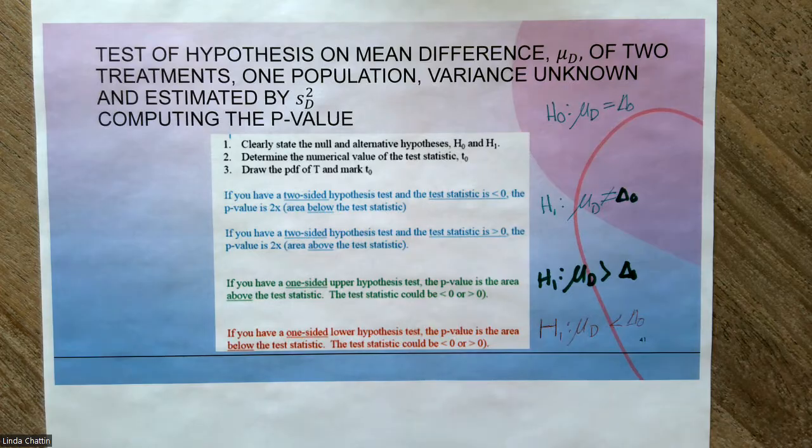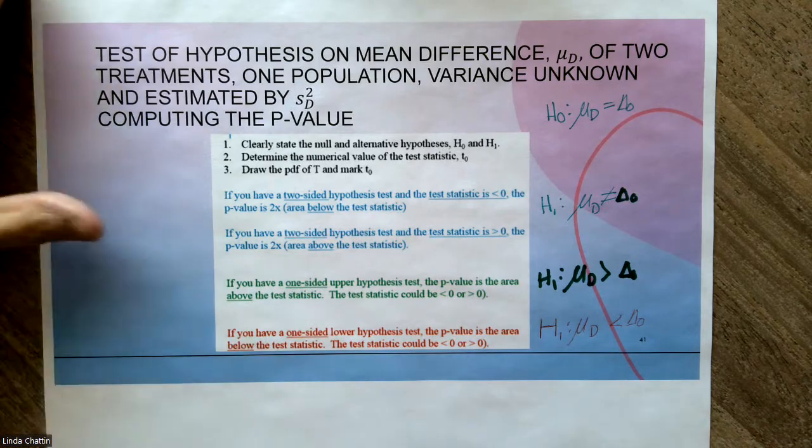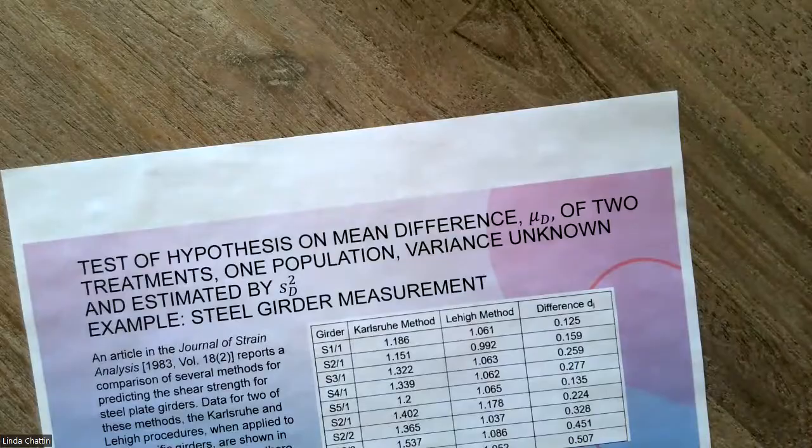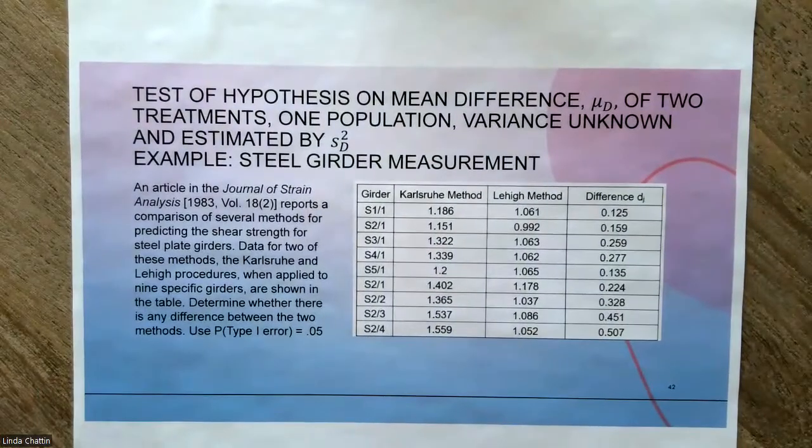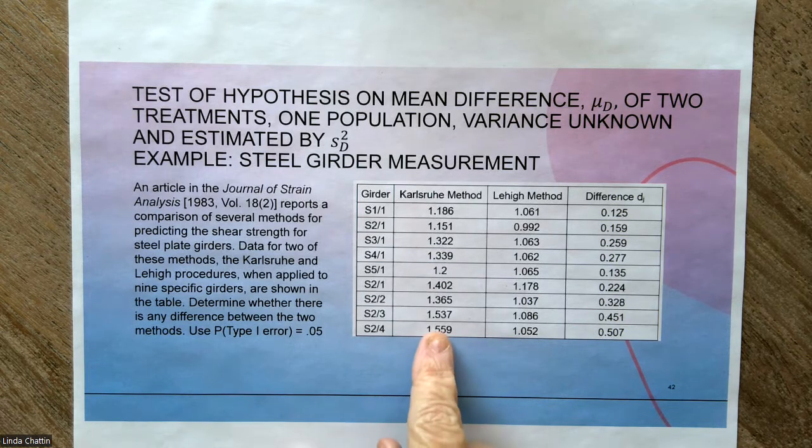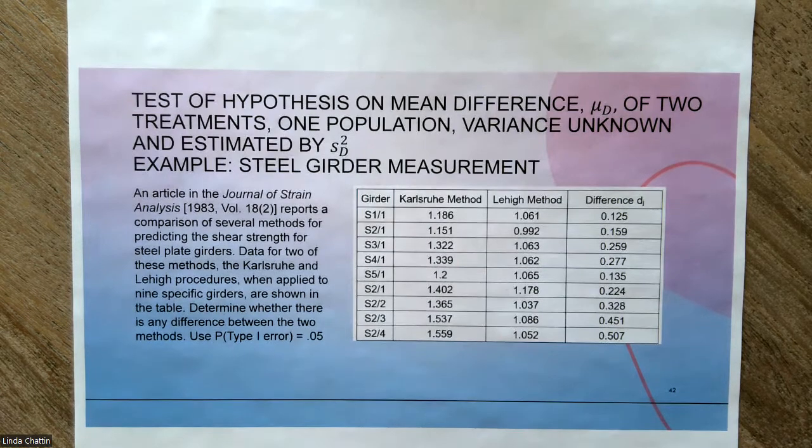So let's go ahead and jump into an example. I actually have a couple of different examples here. This first example is a civil engineering example. And I like it quite a bit. What we are doing here is there are two different ways of measuring the shear strength of a particular steel plate. And one method is called the Karlsruhe, I'm not sure I'm saying it right, method, and the other is the Lehigh method. So what we're going to be doing here is we're going to be taking one sample.